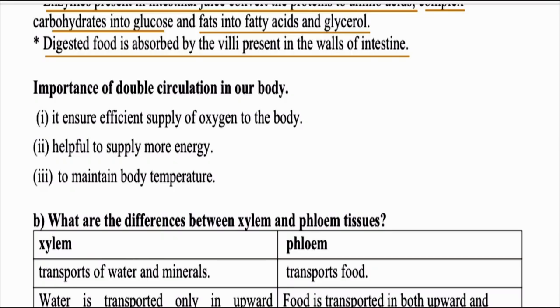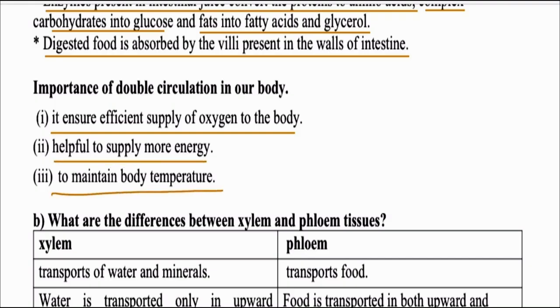Next, importance of double circulation in our body. It ensures efficient supply of oxygen to the body. It helps in the supply of more energy, and it also helps in maintaining the body temperature.